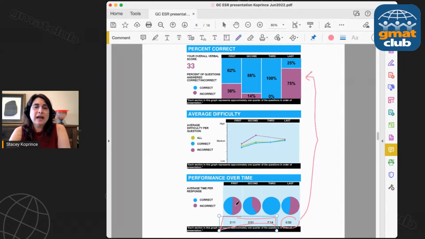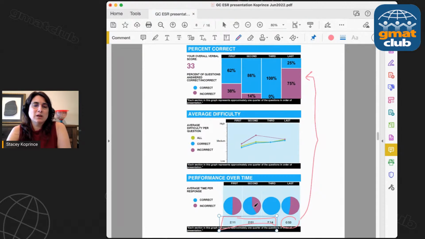The other thing I'll mention that I can't see in the PDFs I was sent is something you can see when you're looking at the score report on the MBA.com website. If you hover your mouse over these little parts of the pie chart, you will see the actual average time for the blue, which is the correct ones, and the average time for the red, which is the incorrect ones. To start, I would just look at where this falls.